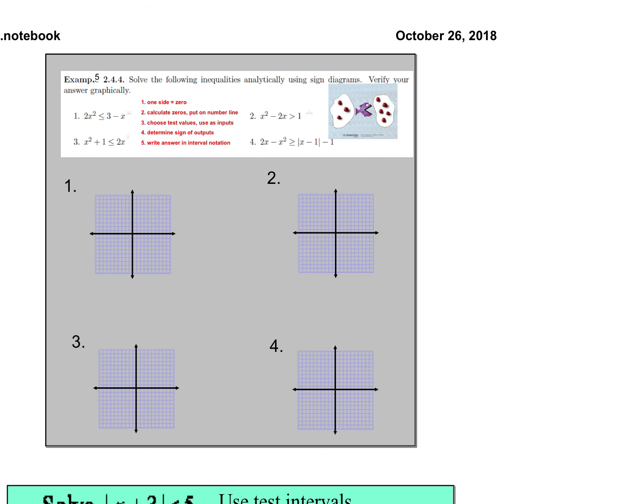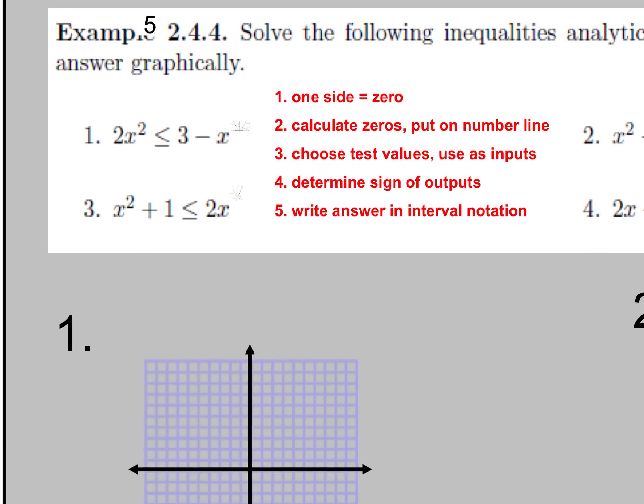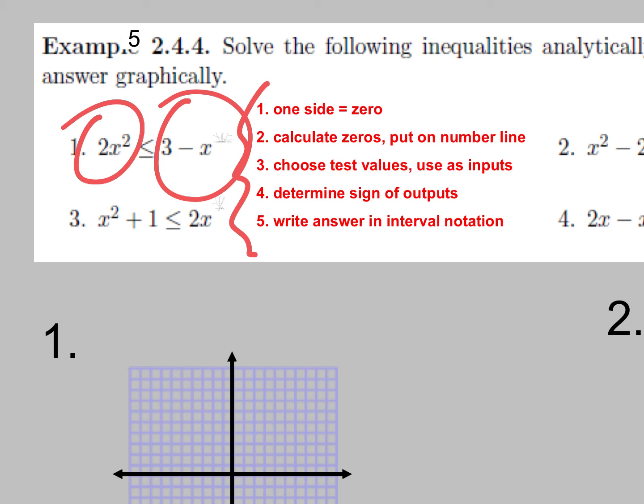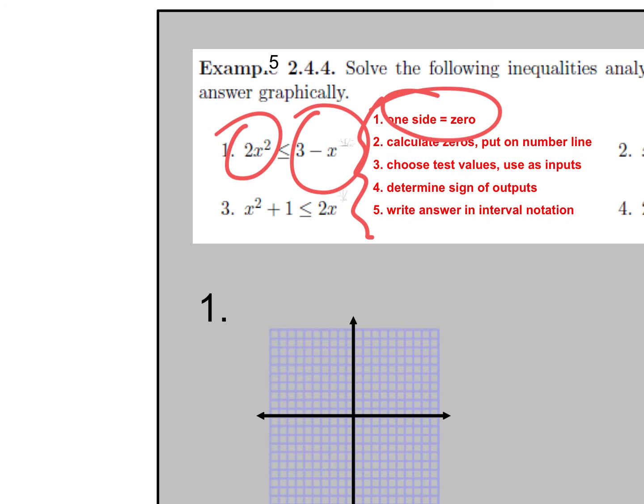Don't need a mastery of this yet, but if you had to graph weirder things, this is telling you some steps, and there's a reason they tell you these steps, because if you just tried to graph this and graph that and see where they cross, it would be really messy. So instead, we set one side equal to 0. So let's go do that on number 1.